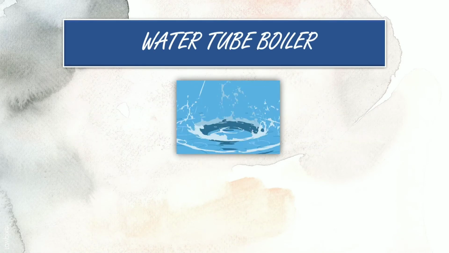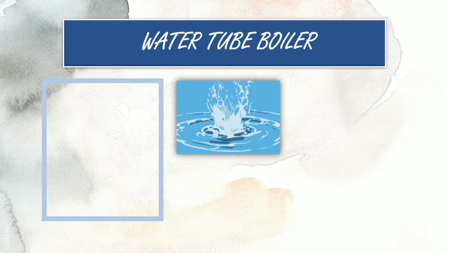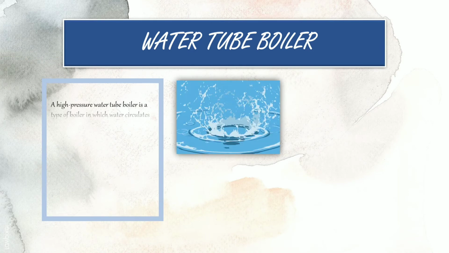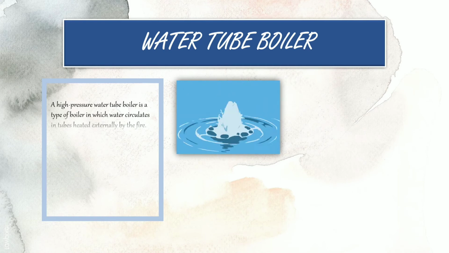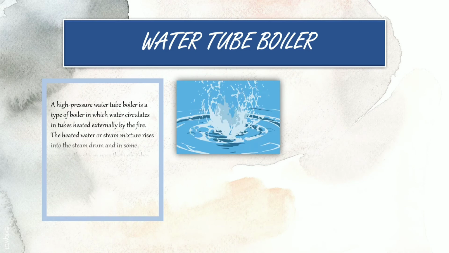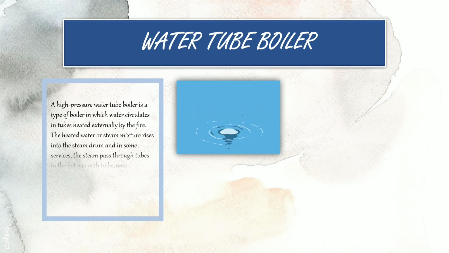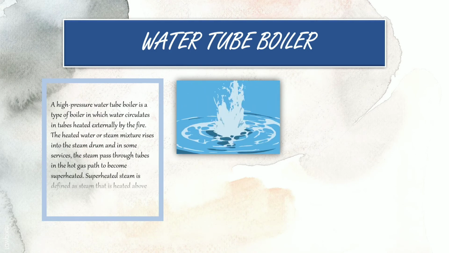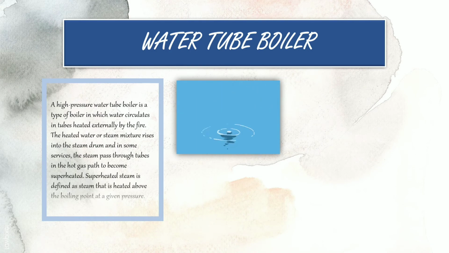Water tube boiler. A high-pressure water tube boiler is a type of boiler in which water circulates in tubes heated externally by the fire. The heated water or steam mixture rises into the steam drum, and in some service, the steam passes through tubes in the hot gas part to become superheated.